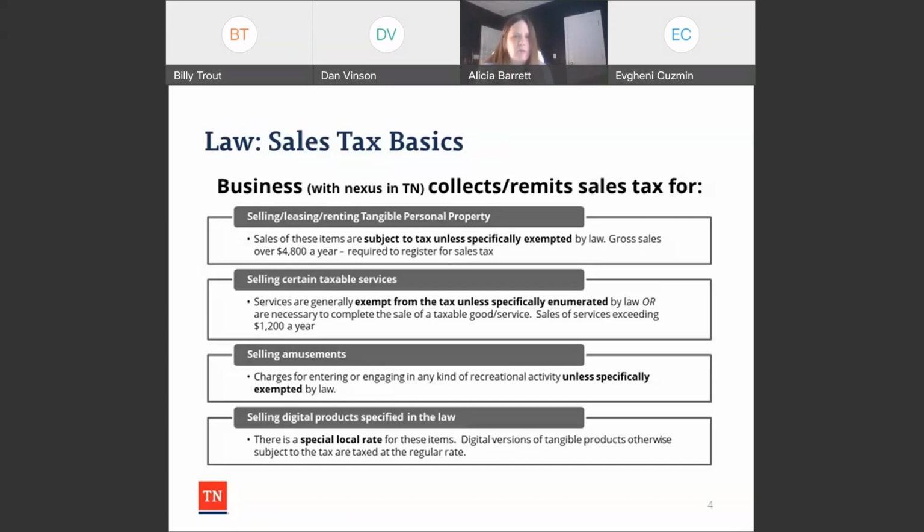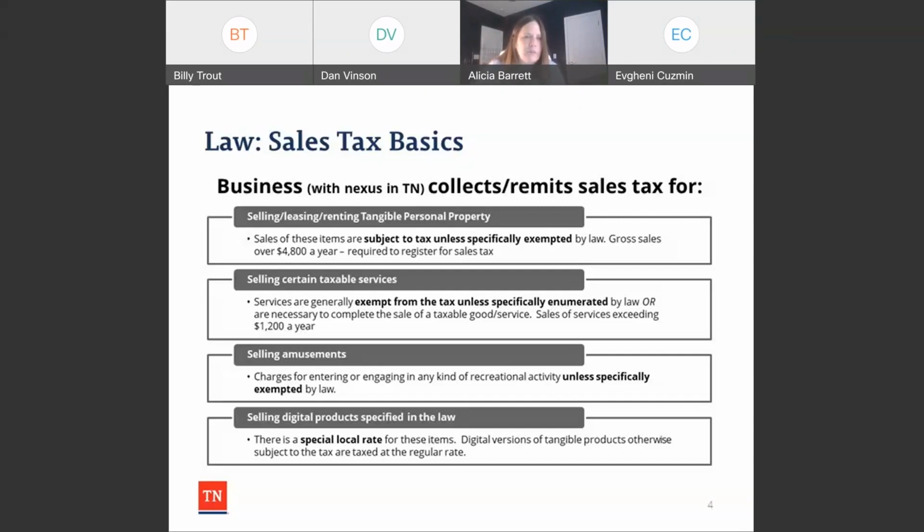So gross sales of over $4,800 per year are required to register for sales tax. Also, selling certain taxable services. Services, for the most part, are going to be exempt from the tax unless they're specifically enumerated by the law or they're necessary to complete the sale of a taxable good or service. And so services sales exceeding $1,200 per year require registration. We are going to talk a little bit about what taxable services include. Also, selling amusements.